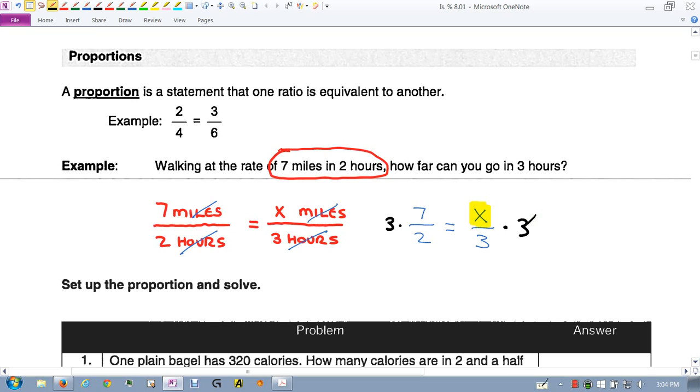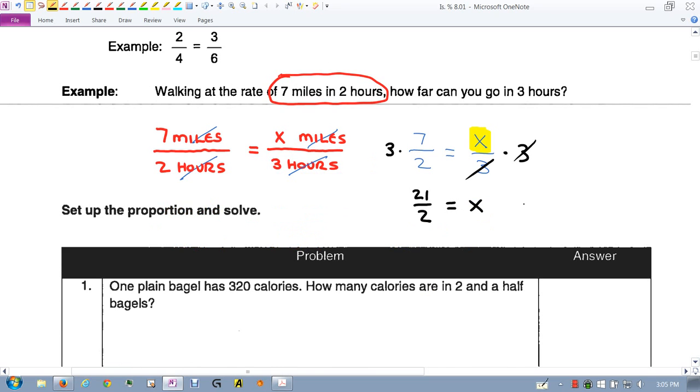The 3's on the right side will cancel because 3 over 3 is 1, which leaves you with just an x. On the left side, what does the 3 multiply times? The 7 or the 2 or both? Just the 7, because that's like a 3 over 1. So you get, what's 7 times 3? 21 over 2. And then 21 over 2 is 10.5. And it's miles, isn't it?